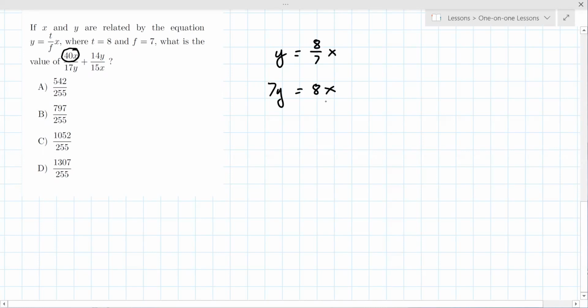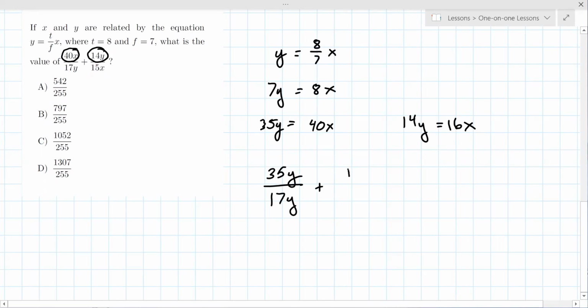So now when I look at 40x here, 40x is a multiple of 8x. 40x is 8x times 5. So if I multiply both of these sides by 5, I get 40x equals 35y. If I look at 14y, 14y is a multiple of 7y. And if I multiply both of these by 2, that's 14y equals 16x. So why is that useful? Well, instead of writing 40x, you can write 35y over 17y. Instead of 14y, you can write 16x over 15x.